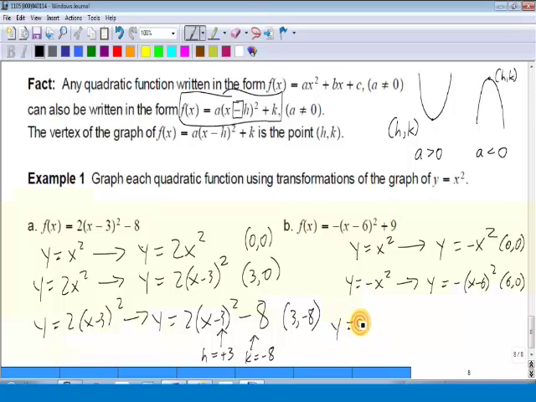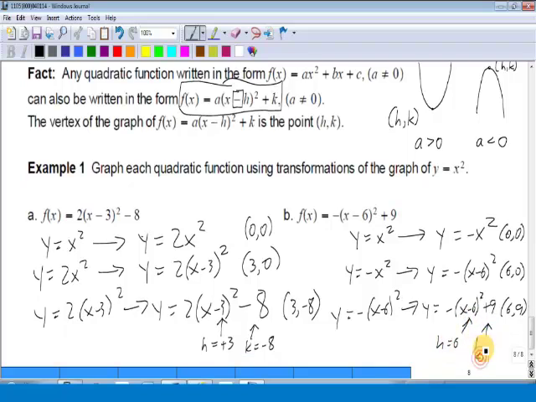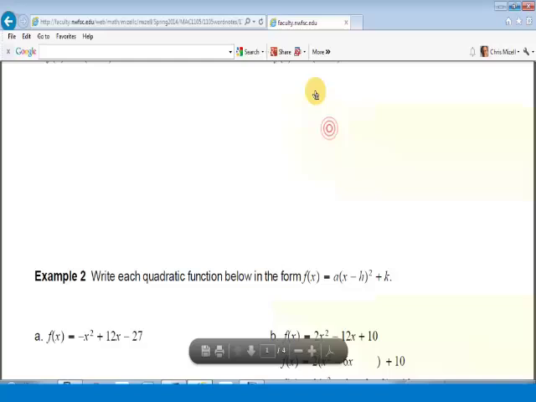y equals negative (x minus 6) quantity squared. y equals negative (x minus 6) quantity squared plus 9. The vertex is the point (6, 9). So h equals 6, k equals 9. We'd like to be able to look at this form and immediately tell the x-coordinate of the vertex is this, the y-coordinate of the vertex is this. Those are going to be some important features of the graph of this quadratic function.